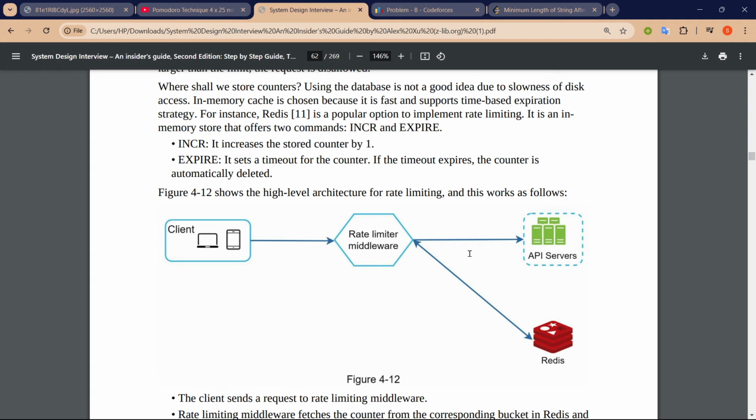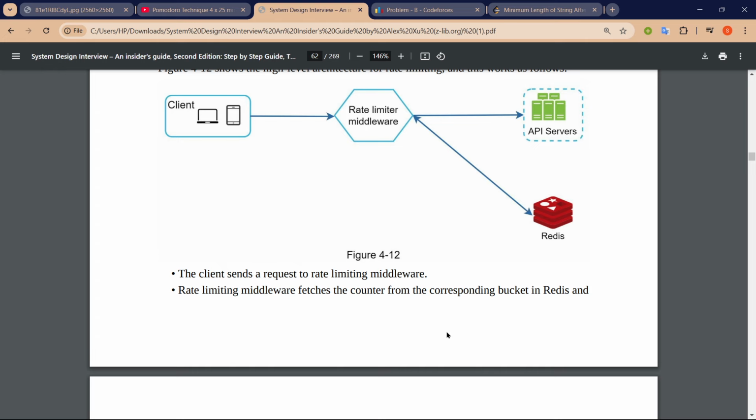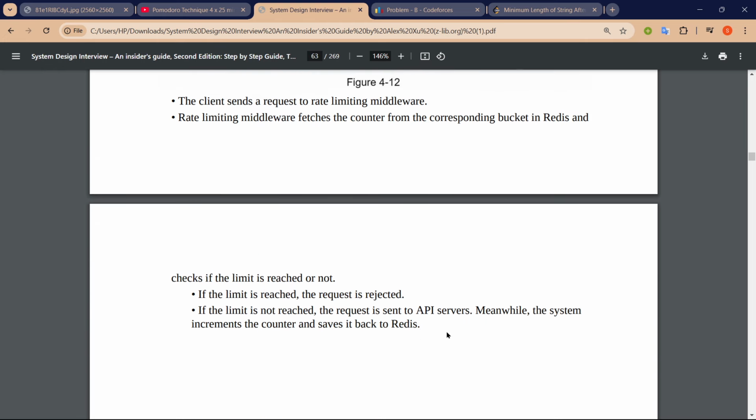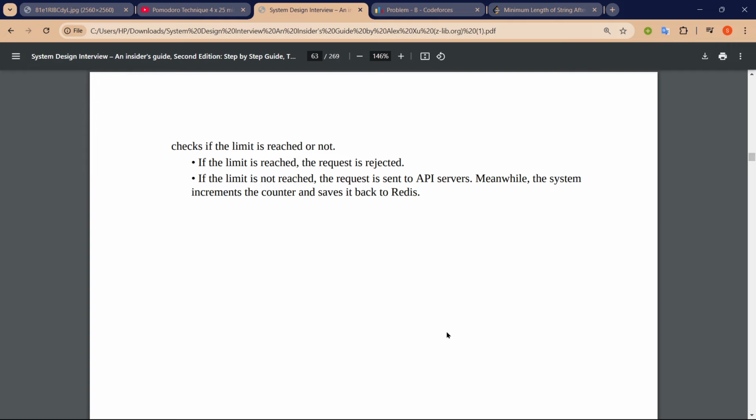Redis has two-way communication. The client sends a request to the rate limiting middleware. The rate limiting middleware fetches the counter from the corresponding bucket in Redis and checks if the limit is reached or not. If the limit is reached, the request is rejected. If the limit is not reached, the request is sent to the API servers. Meanwhile, the system increments the counter and saves it back to Redis.